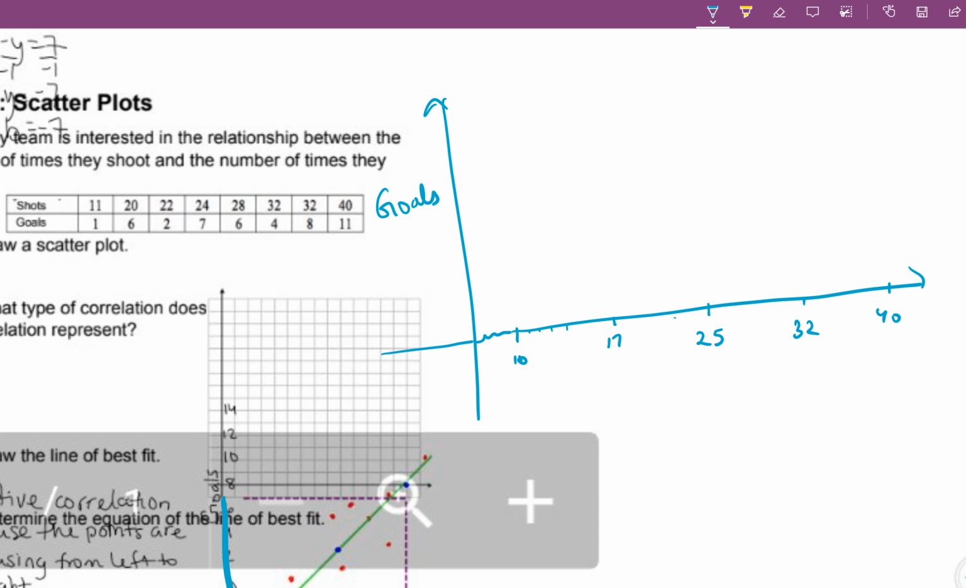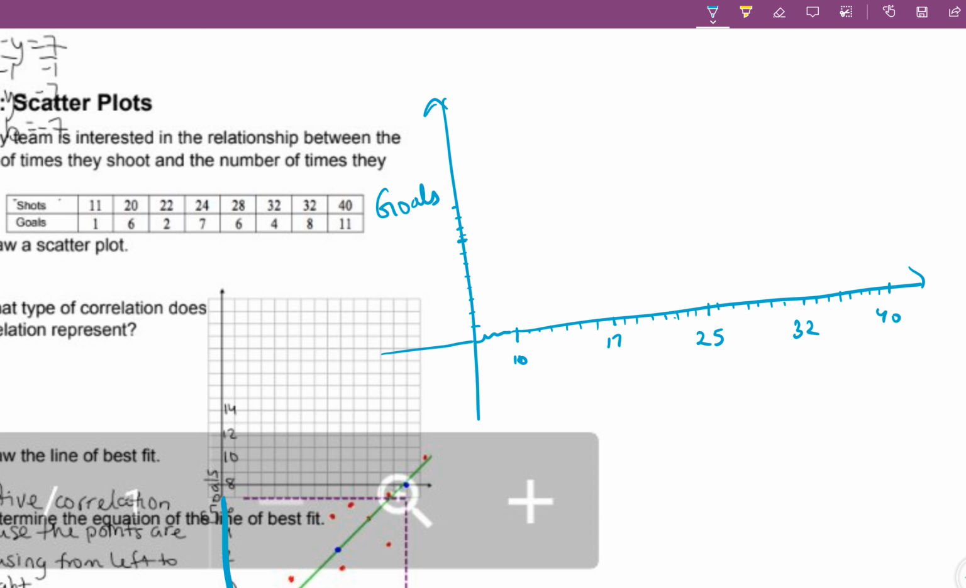1, 2, 3, 4, 5, 6, 7, 8, 18, 19, 20, 21, 22, 23, 24, 25. Got it? And 26, 27, 28, 29, 30, 31, 32, and then 33, 34, 35, 36, 37, 38, 39, and 40. So we have all the numbers, so we pick up the shots and the goals, and now the goals are pretty straightforward. I write 1, 2, 3, 4, 5, 6, 7, 8, 9, 10, 11.